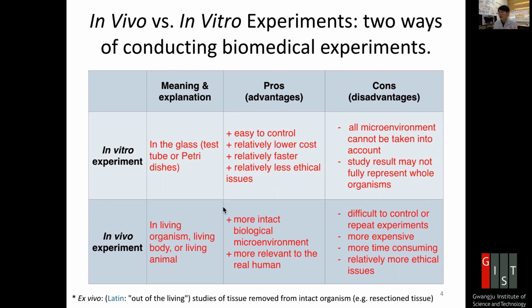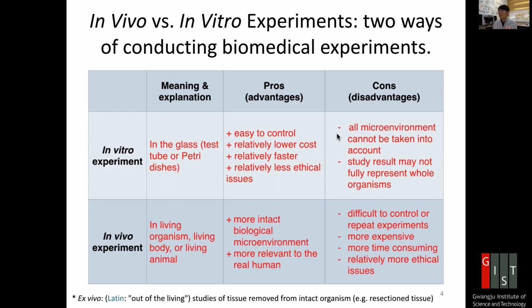While for in vivo experiments, you have to have an experimental animal. So let's say tumor cells growing inside an animal body will probably have a more intact biological microenvironment. That means the results you obtain from the in vivo experimental animal body could be more relevant to real human patients. So let's think about the limitations of these two approaches.